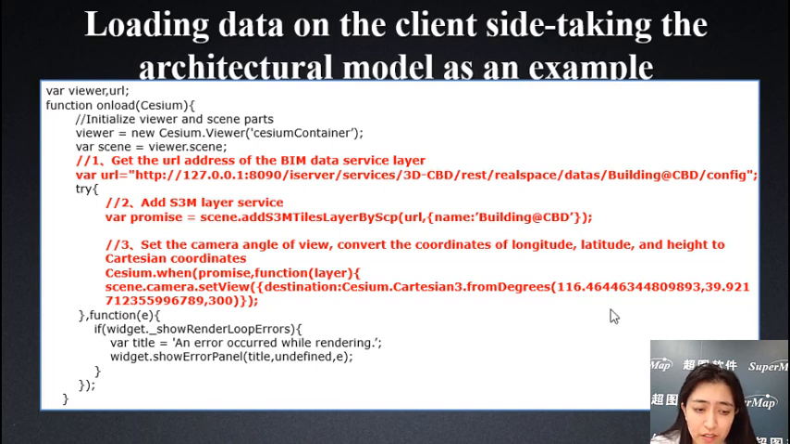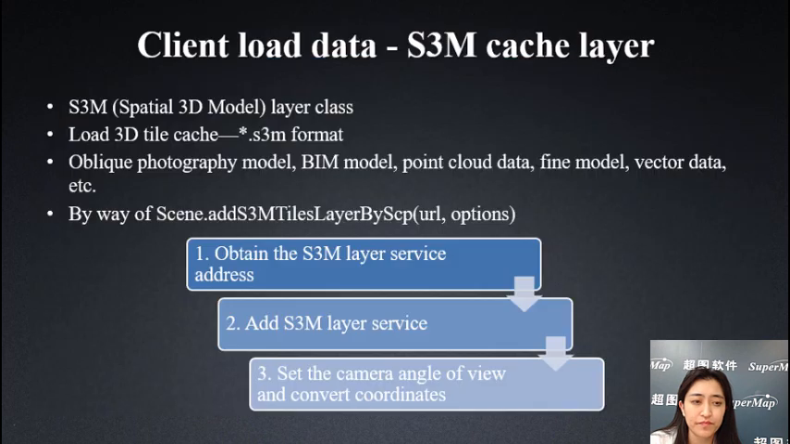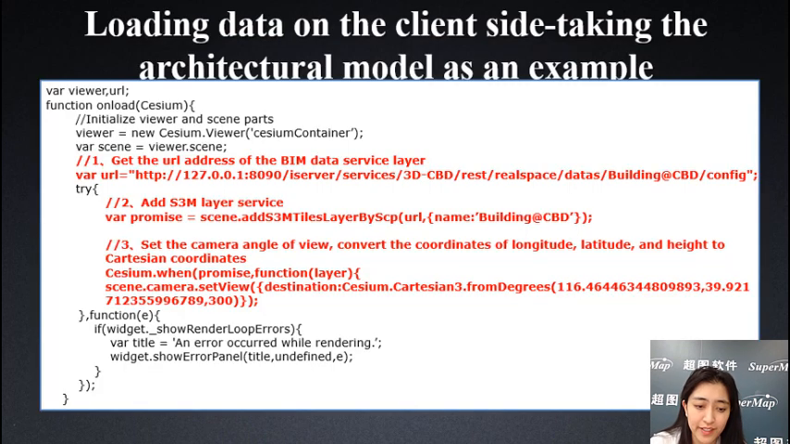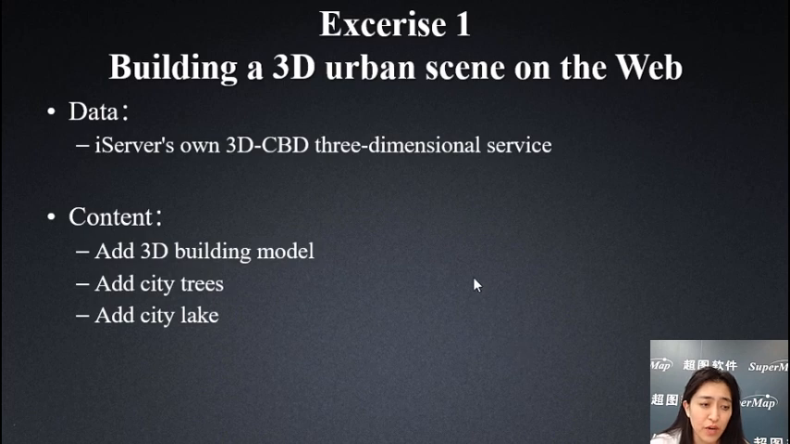Okay, this is a little example of loading the S3M cache layer. Then let's do our first exercise: building a 3D urban scene on the web. The data we will use is iServer's own CBD data service, and we will add the 3D building model, the city trees, and the city lakes.